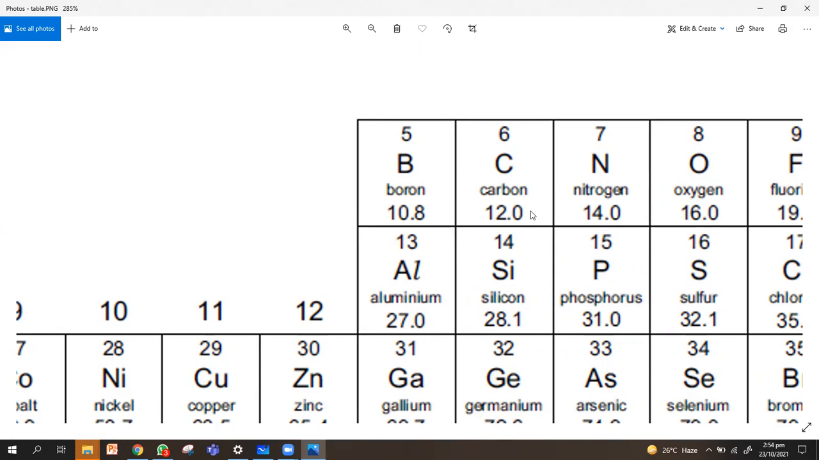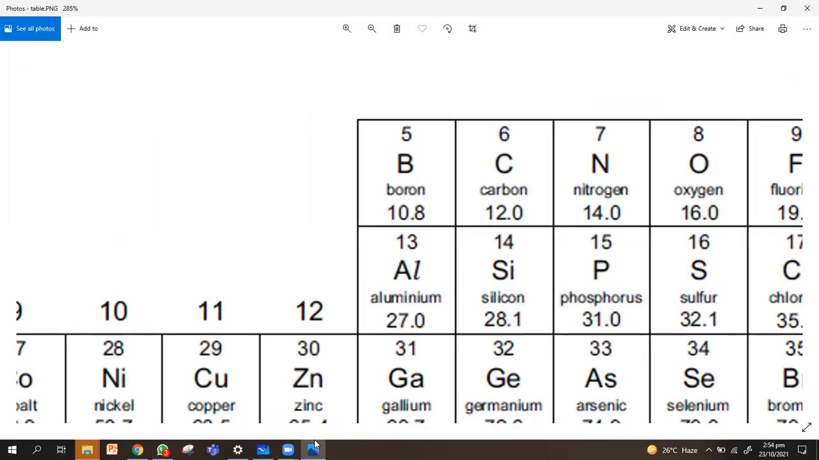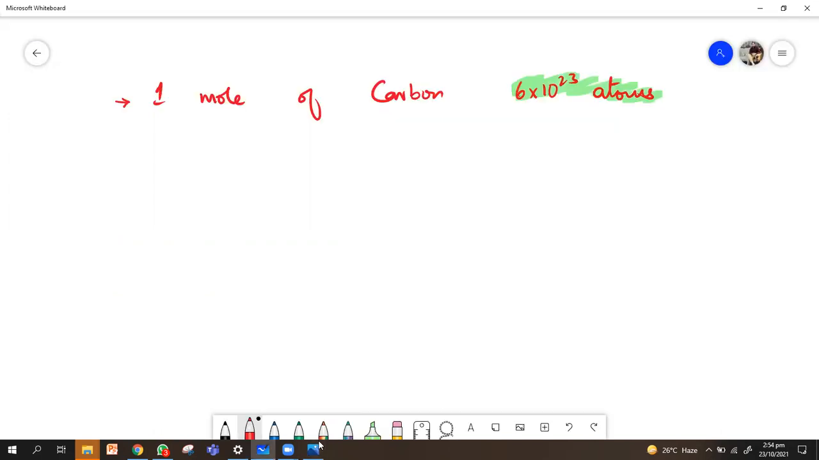I said 12. Exactly. So beta, here's the point. Amedeo Avogadro gave an extremely beautiful concept. He said, you don't need to count this quantity for carbon or for any element. What you do is take out the periodic table, look at the mass of that element, and measure that mass in grams. Beta, you go take that jar of carbon, take 12 grams of carbon, it will be equal to one mole.